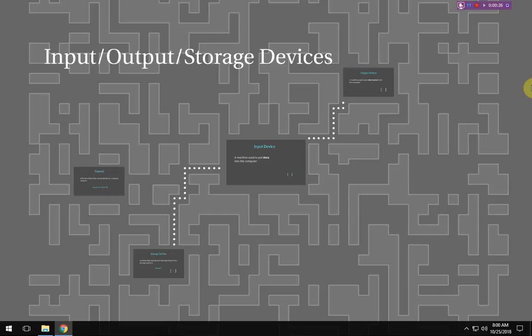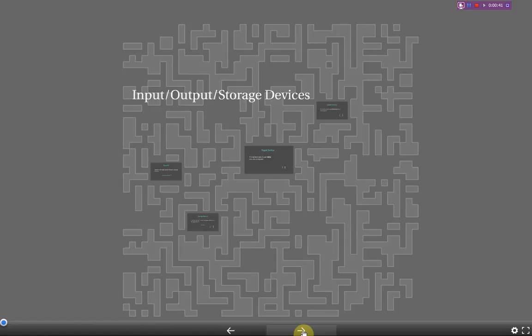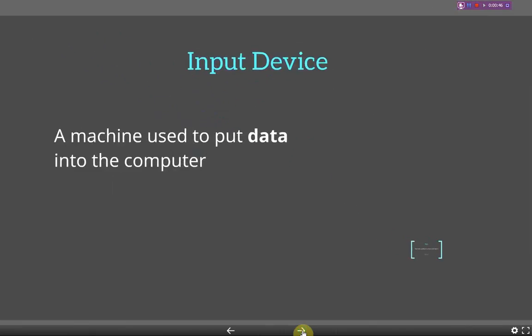First thing we're going to look at are input devices, output devices, and storage devices. Okay, so I want you to think for a minute, what do you think an input device is? What do you think an input device does? An input device is any kind of a machine used to put data into the computer. Okay, so jot that down on your worksheet. A machine used to put data into the computer.